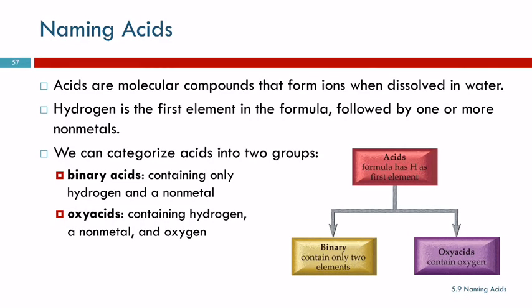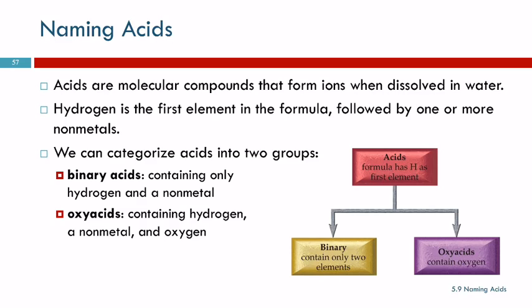So, naming acids. I've covered the first couple of slides already, but let's go over it again because it's been a few days. Acids are molecular compounds, but when they dissolve in water, they form ions, and we can use those ions to predict some of their formulas. The way we recognize an acid in Chem 3A is that hydrogen is the first element in the formula.